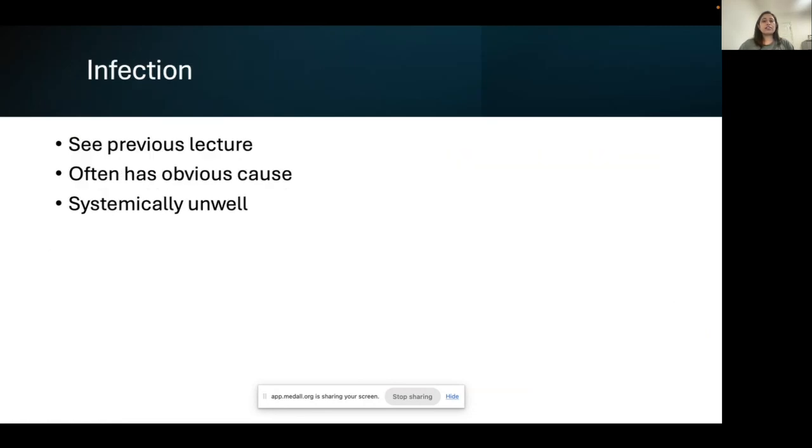So infection, I think we'll all be very clear if a patient has an infection. If we see the previous lecture, we can differentiate from the different types of infection. It often has an obvious cause. They're often systemically unwell, they will say, I've got pain here, I've got fever. It's really obvious when it's an infection, as I think we're probably all aware. But you can always refer if you're unsure, take some observations, do some bloods and check.